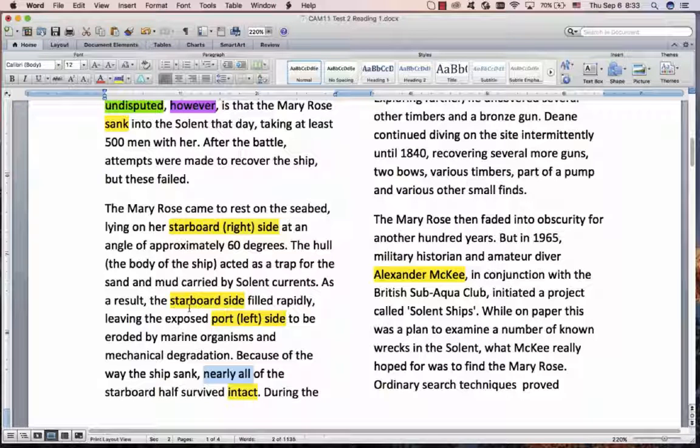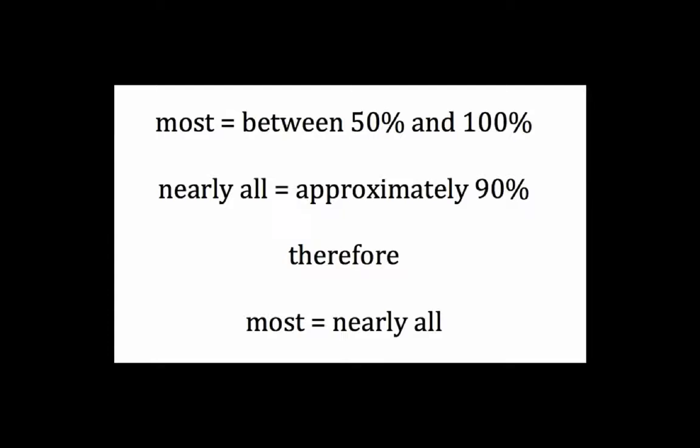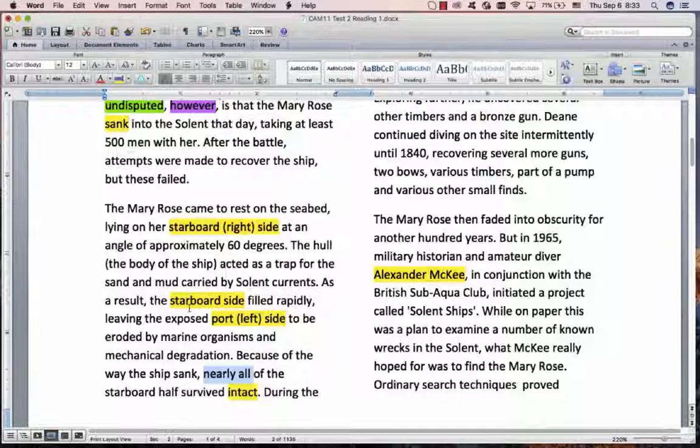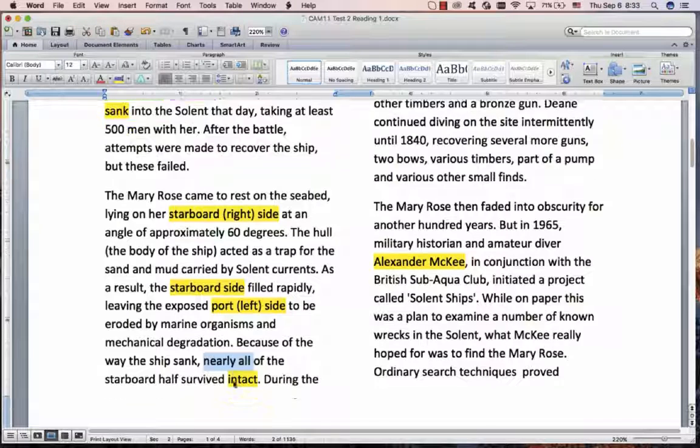What does most mean? Most means more than 50%. Most means between 50% and 100%. Nearly all means maybe something like 90%. So nearly all is most. It's part of most. Most is somewhere between 50 and 100. 90 is somewhere between 50 and 100. So they're the same. Nearly all and most are the same. That means that is true. Most of this side was undamaged.